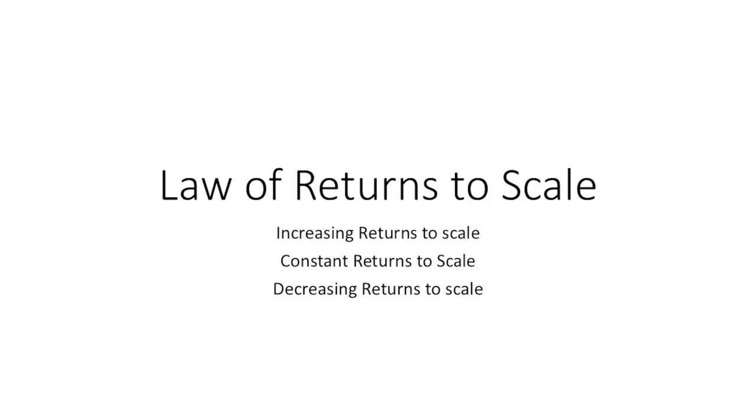Good morning. In the last video, we learned the laws of variable proportions, isoquant curve, isocost curve, and producer's equilibrium. The law of variable proportion is applicable in the short-term production function. In the short-term production function, one or more variable factor inputs are varied to get the maximum output.